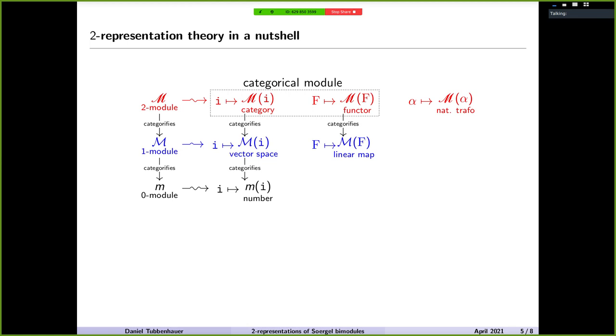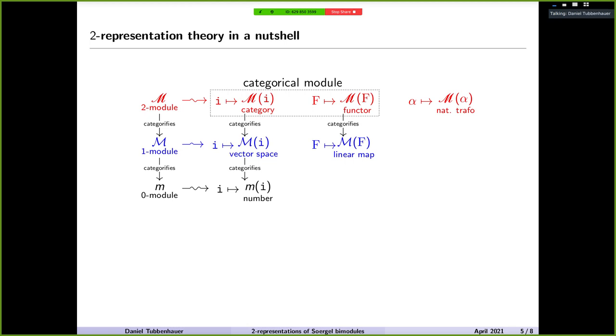So 2-representation theory is writing down a 2-functor, which means to each object in your category you associate a category instead of a vector space, because a category has vector spaces. And to each morphism in your category you associate a functor instead of a linear map, because a functor categorifies a linear map. And for the natural transformation, you just don't have any analog downstairs. So it's kind of this reverse staircase, whatever it is. That's kind of the idea.